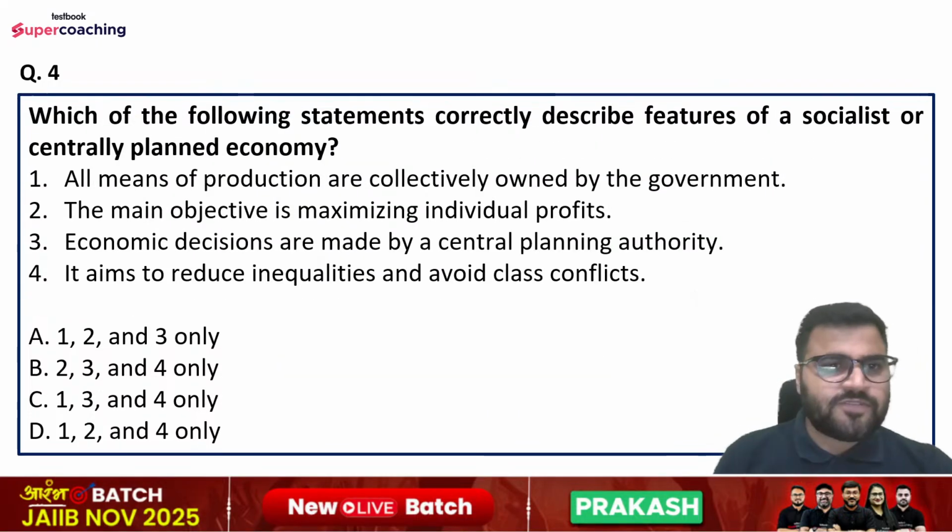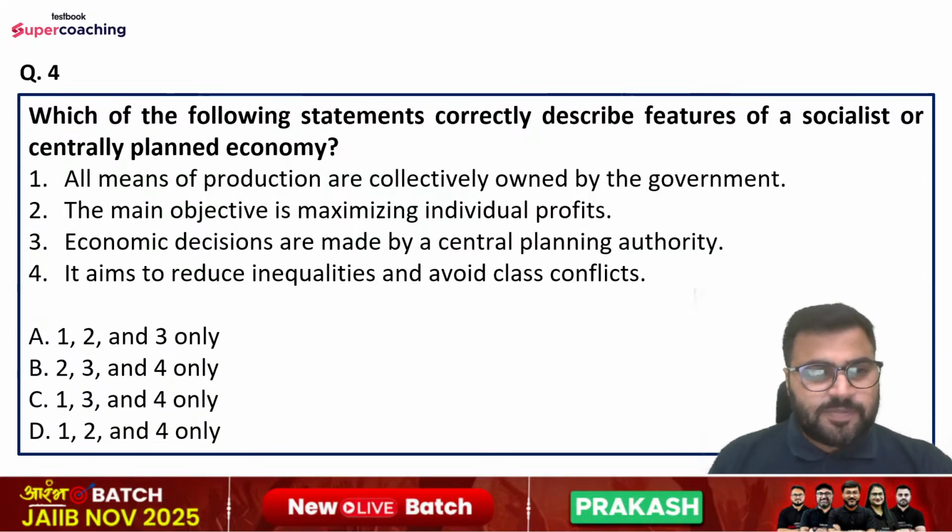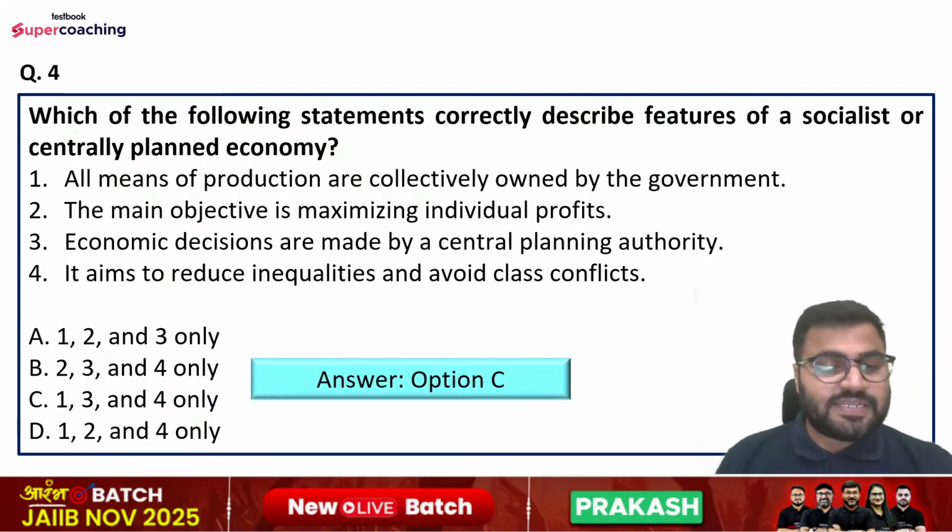Question number fourth is, which of the following statements correctly describe features of a socialist or centrally planned economy? Statements are: all means of production are collectively owned by the government; the main objective is maximizing individual profits; economic decisions are made by a central planning authority; and it aims to reduce inequalities and avoid class conflicts. Options are first, second, and third only; second, third, and fourth only; first, third, and fourth only; or first, second, and fourth only. So you all have to participate in the session, guys. Right answer is option number C, that is first, third, and fourth only.